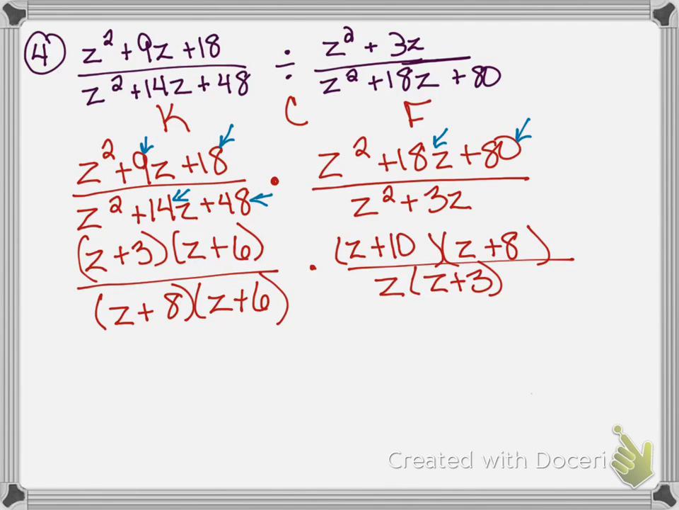If it's on the top and on the bottom, we can cancel it. So I see a z plus 6 and z plus 6, a z plus 8 and a z plus 8, a z plus 3 and a z plus 3. Some students bring colored pencils to this test, and that's totally fine. You don't have to, but some do. So then I've got z plus 10 over z.